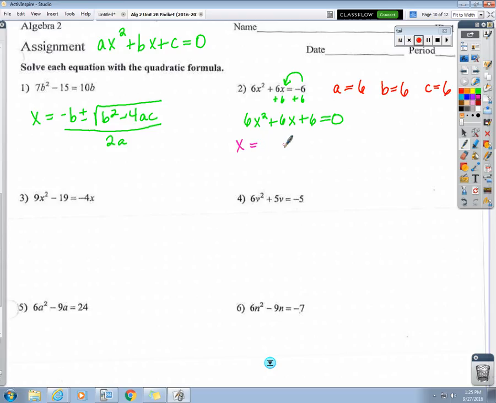Guys, there's too much talking. I'm going to rewrite the quadratic formula, but I'm leaving blanks for everywhere that I'm about to plug something in.